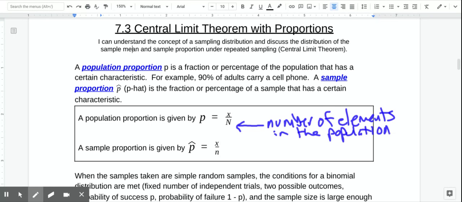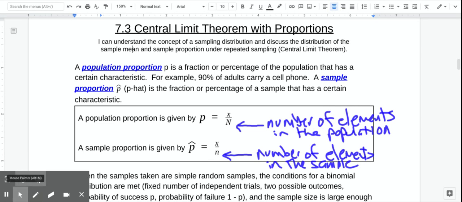So this is if we're taking a sample. So instead of all the citizens of Bryan, maybe we just survey 100 of them, and we're seeing how many of them are female. I don't know, whatever we're doing. But lowercase n is the number of elements in the sample. So we'll see that notation throughout the rest of the year. You just need to be familiar with the difference between those.